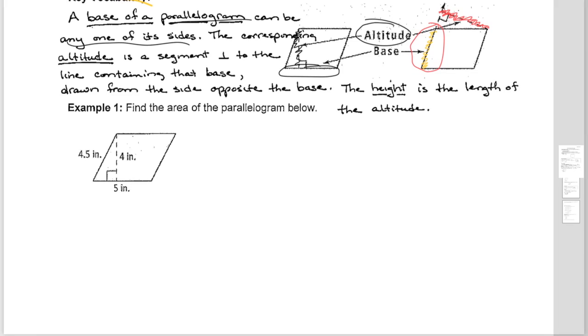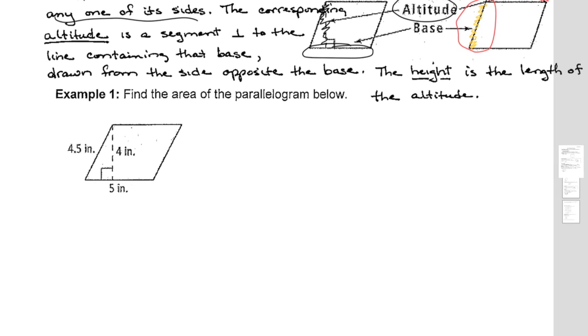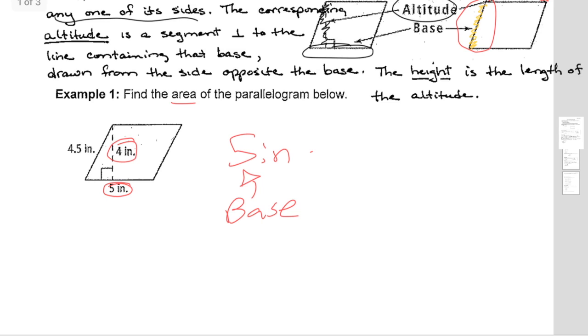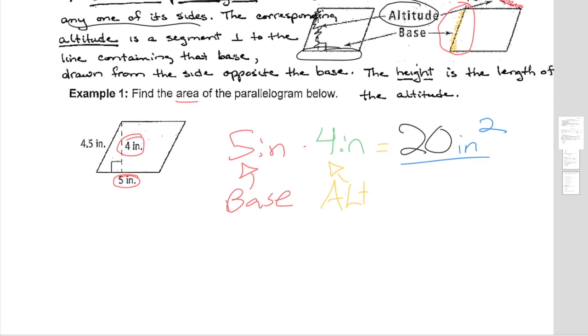So let's see what's up with this example. We're finding the area of this parallelogram. I have a base of 5. I have an altitude, pretty easy to spot, of 4. So I would take 5 inches for my base, and I would multiply that with 4 inches, which in this case would be the altitude. Multiplying the two together, 5 times 4 gets you 20. Using units, we would have inches squared. Boom. And that's how much area this parallelogram covers.